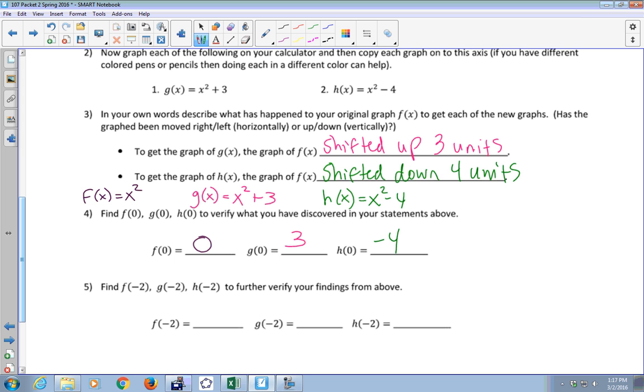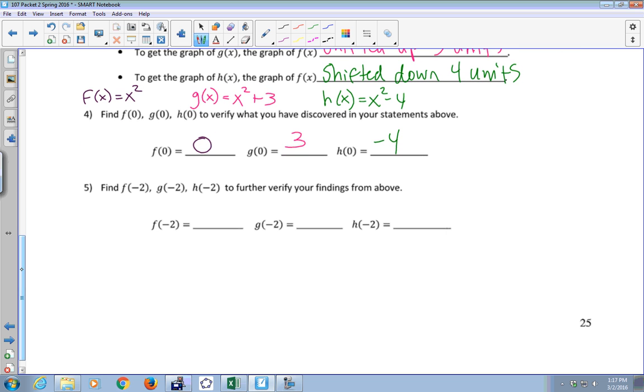So you can see to get from f to g, you add 3. To get from f to h, we're always subtracting 4. And then let's just do one more for practice. If I want to plug negative 2 into the formula for f, what is negative 2 squared? 4. Now plug negative 2 into the g formula, so you get negative 2 squared plus 3, which is 7. And then plug a negative 2 into h's formula, 0.